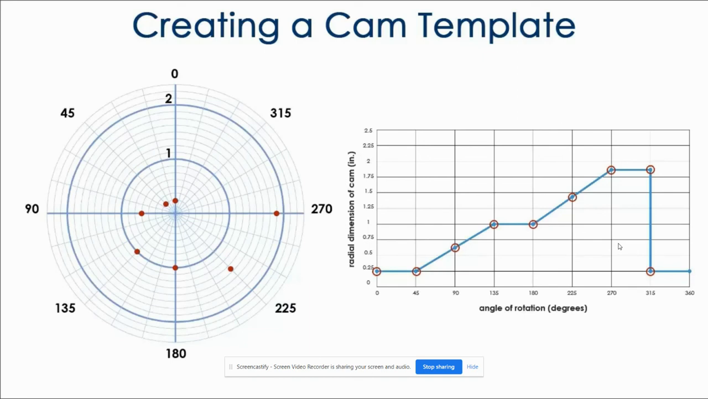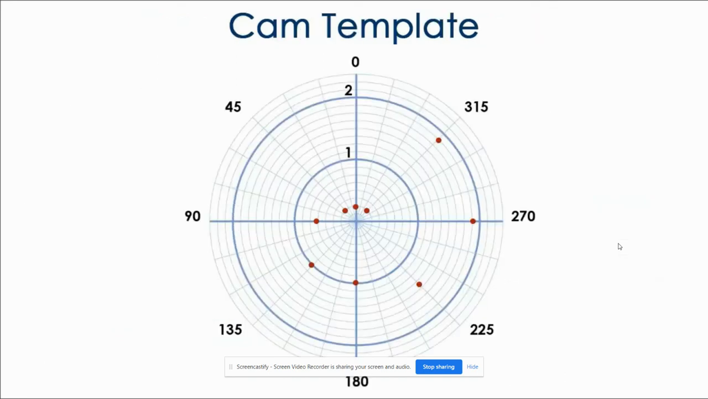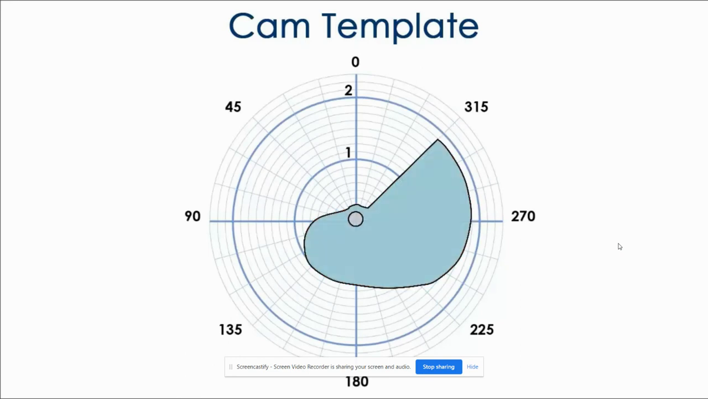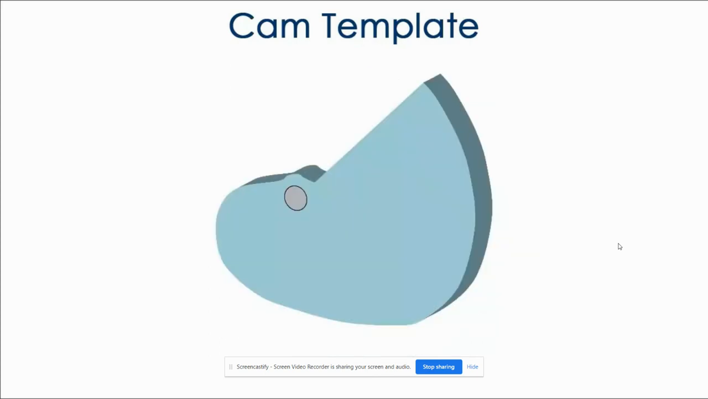On the polar grid, simply plot a point that corresponds to the maximum radial dimension on the motion graph, and a separate point that corresponds to the minimum radial dimension on the motion graph. Now connect the points on the polar grid with lines, straight or curved, that you feel will best produce the desired motion. Now you have a template with accurate dimensions for your cam. You can use the template to create a 3D computer model and prototype your cam using a 3D printer. Or you can use the template as a pattern to cut out your cam by hand in the material of your choice.